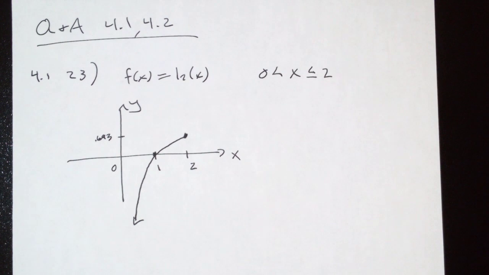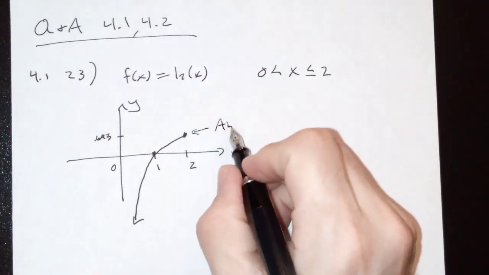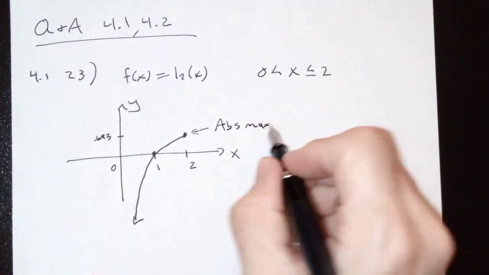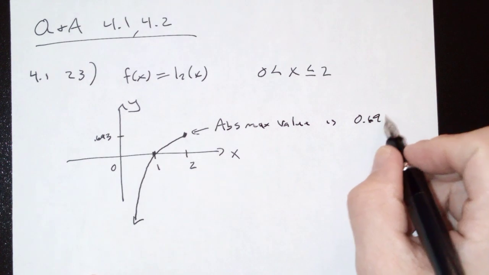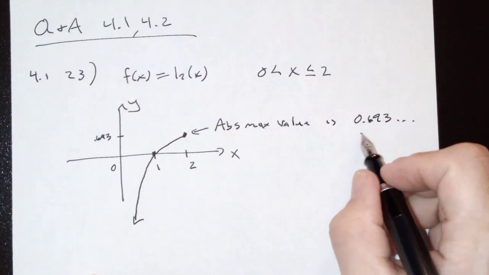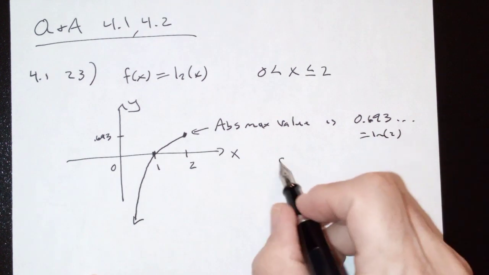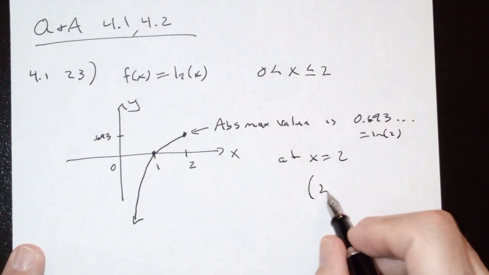Do we have an absolute maximum? There's the highest dot on this picture, right? Right here. Absolute maximum value is 0.693, the rest of the decimals. That's ln of 2, at x equals 2. If you wanted to, you could write it as a point.